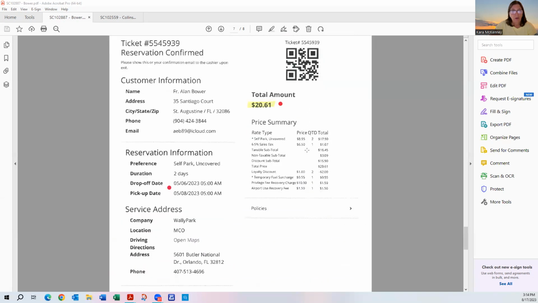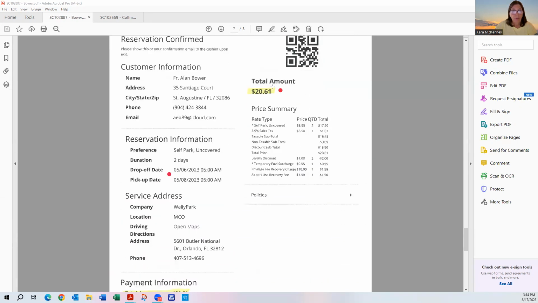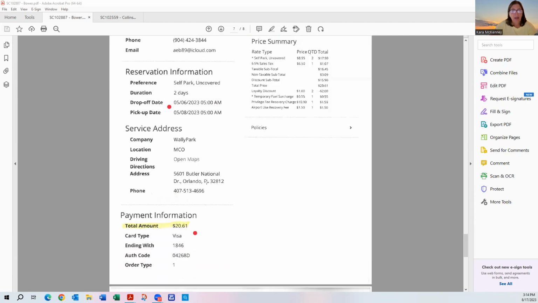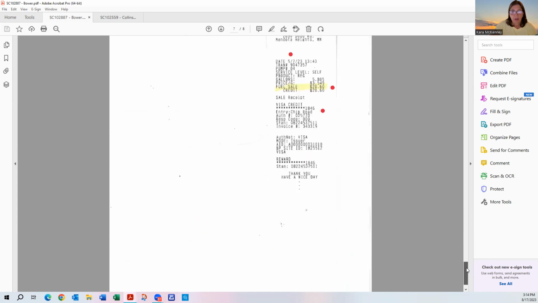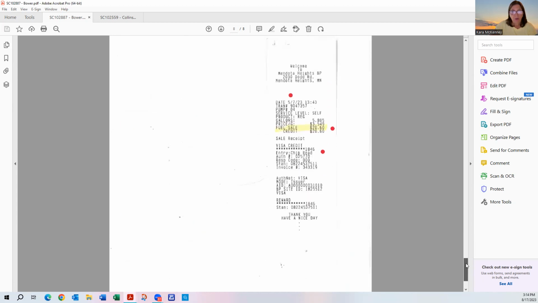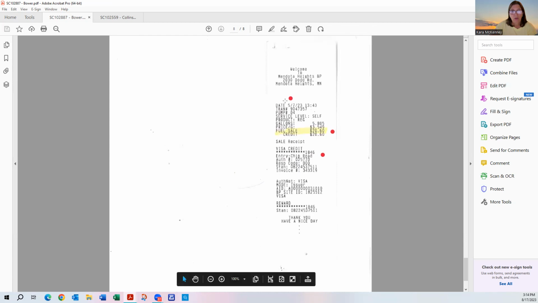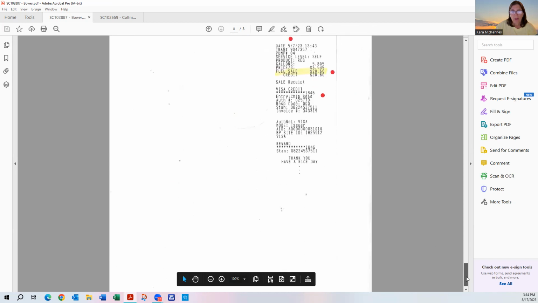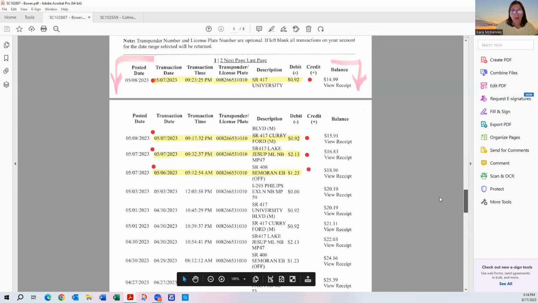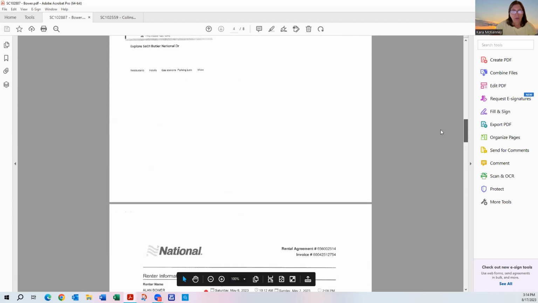And here we have his parking. So it shows the amount, the dates that the car was parked, and the method of payment used. We need all three of those in order to process an expense. Okay, and then also this was for his fuel. It shows the date, the amount, and the method of payment, which was a credit card. Okay, so all that documentation is necessary when you're submitting your expense report.